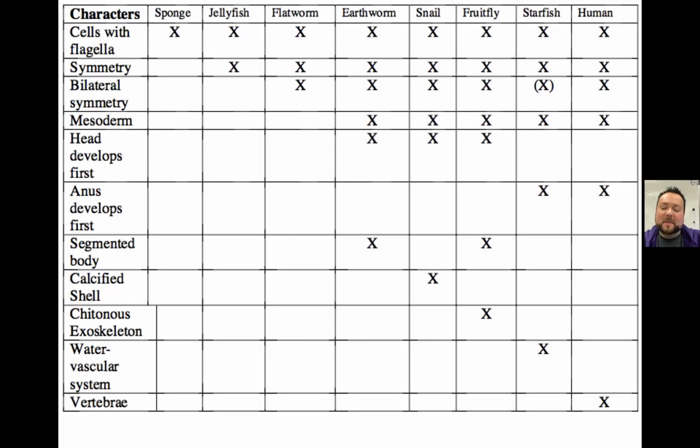Hi everybody, this is Mr. Yeoman, and today we're going to continue taking a look at cladograms. In this case, we're going to take a look at a slightly more advanced cladogram.